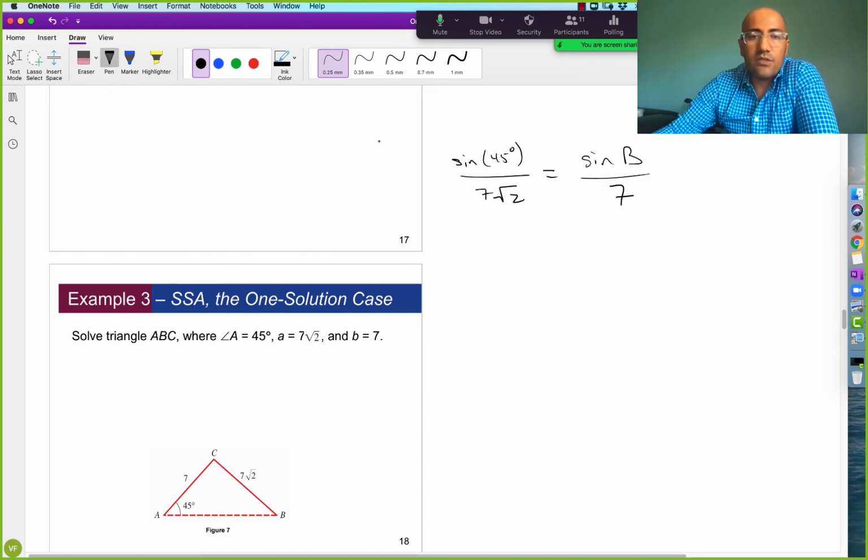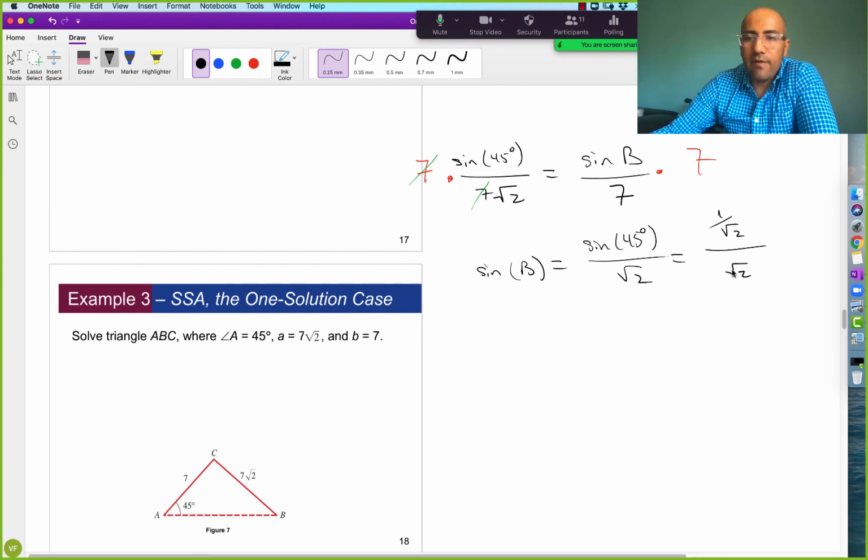Solving for B, I'm just going to multiply both sides by 7. Right, that solves for sine of B. Sine of B equals this product. Now the 7's cancel, so it's really just going to be sine of 45 degrees divided by root 2. And we know from our standard triangles that sine of 45 degrees is 1 over root 2, divided by root 2.